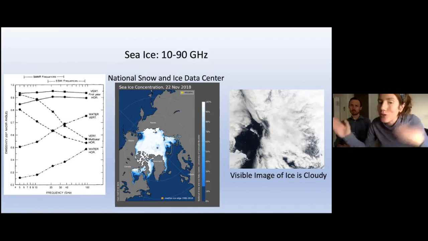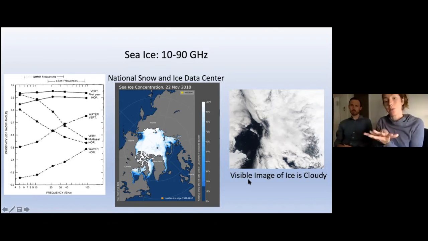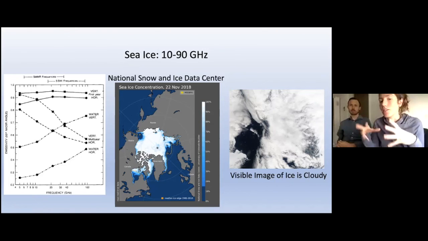And we couldn't do that without microwaves, especially because on the right-hand side here, the visible snapshot of the Earth is very cloudy, and microwaves are able to see through those clouds. So remember X-rays, how you can see through the body and look at the skeleton? Well, in this case, with microwaves, you can see through the clouds and look at the ice and ocean.